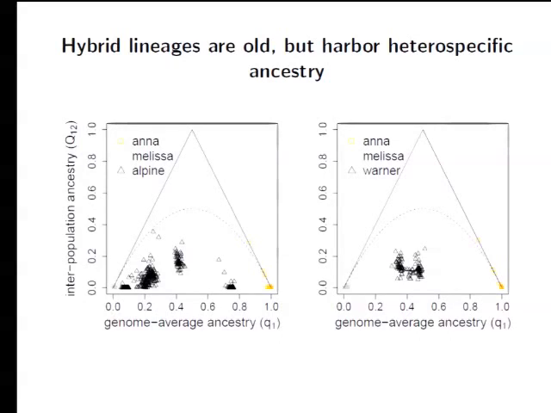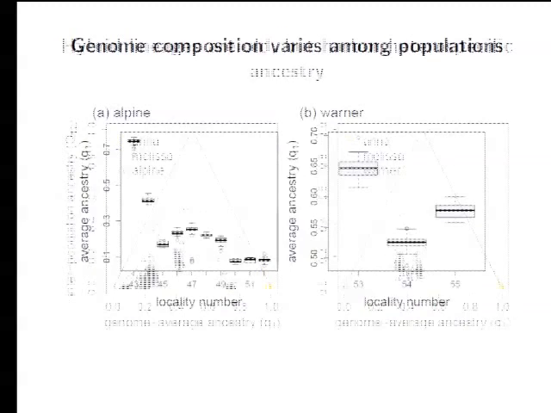But these are older hybrid lineages. Their genomes have not completely stabilized, but there are many places in the genome where they have ancestry from only one of the two species. We can sort of look at that another way.